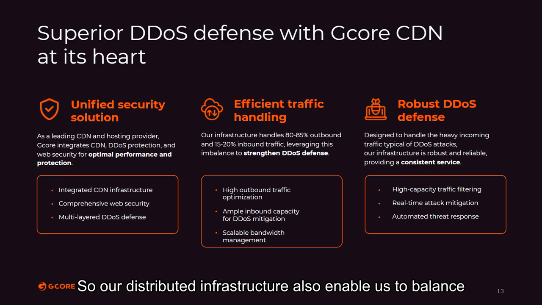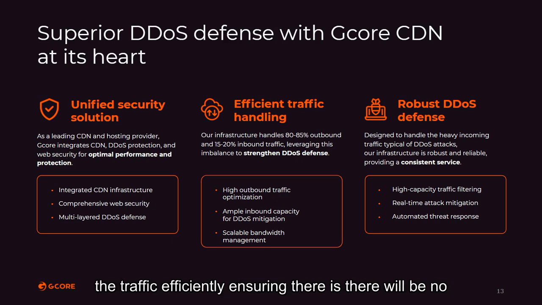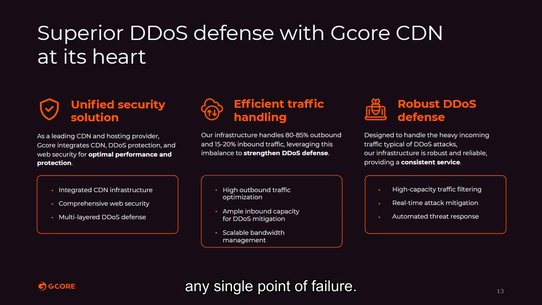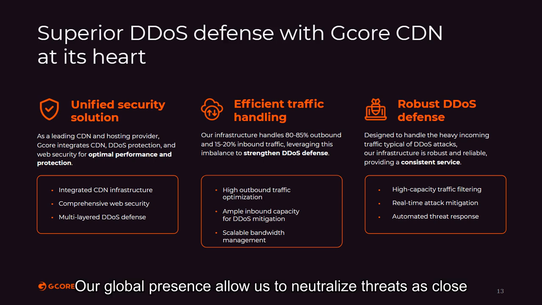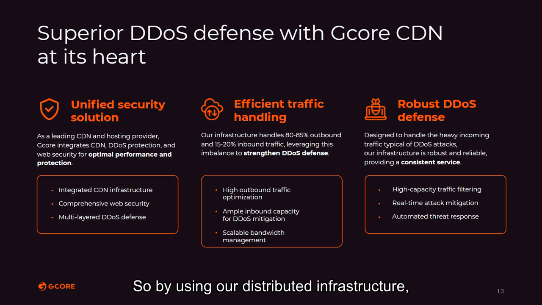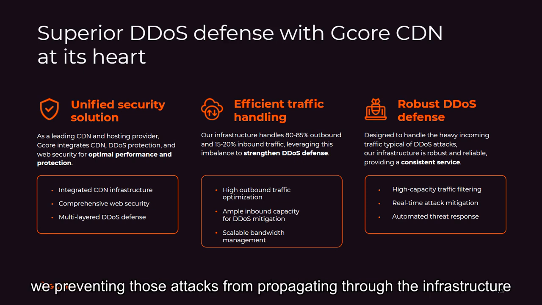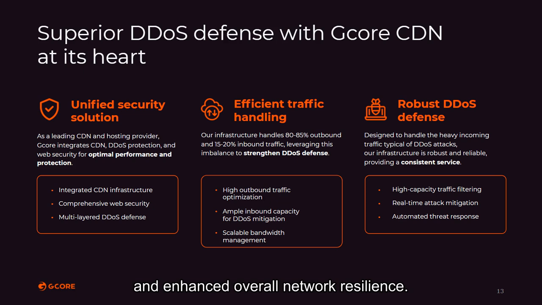Our distributed infrastructure also enables us to balance the traffic efficiently, ensuring there will be no single point of failure. Moreover, our global presence allows us to neutralize threats as close to the source as possible. By using our distributed infrastructure, we prevent DDoS attacks from propagating through the infrastructure and enhance overall network resilience.